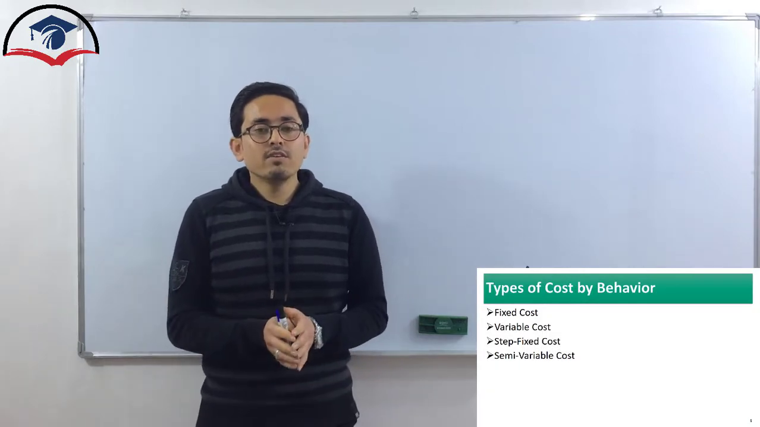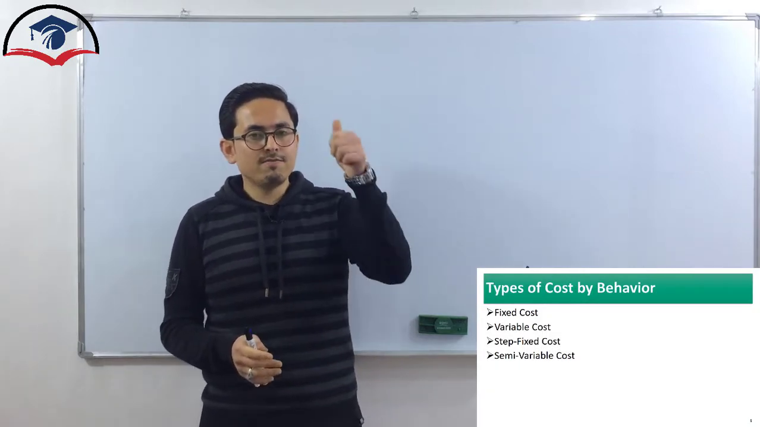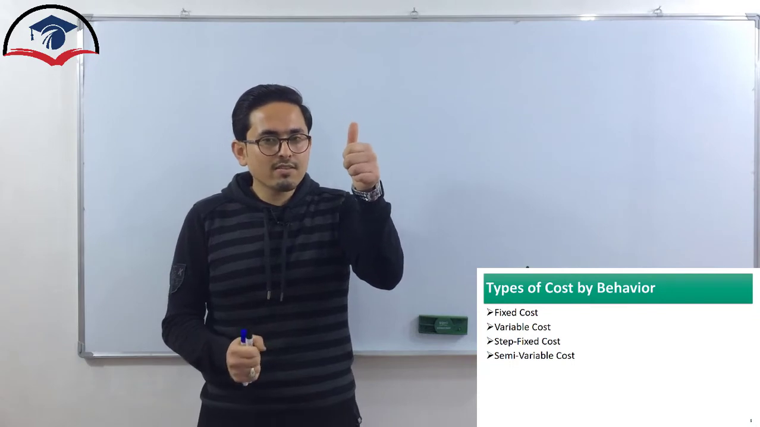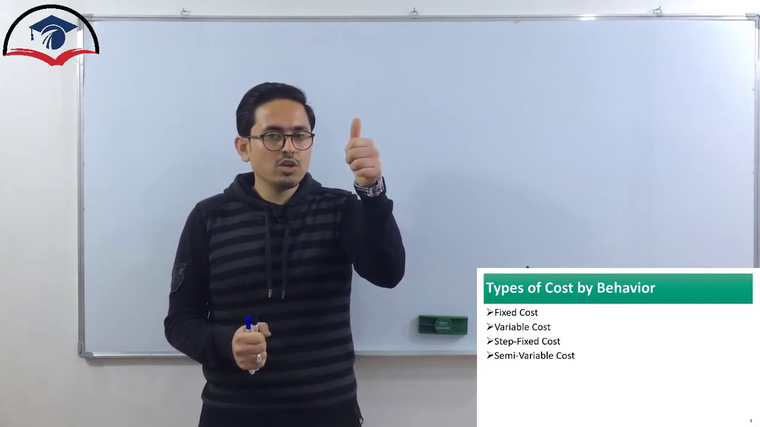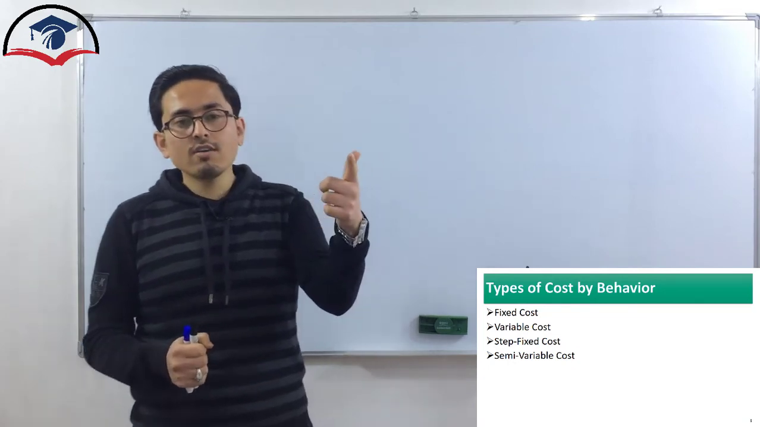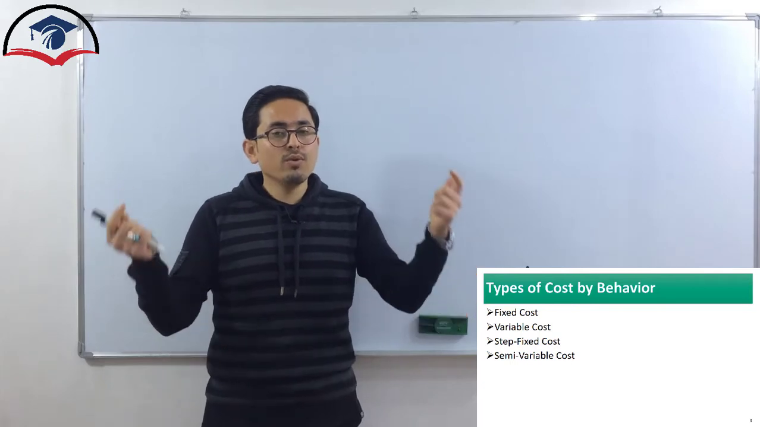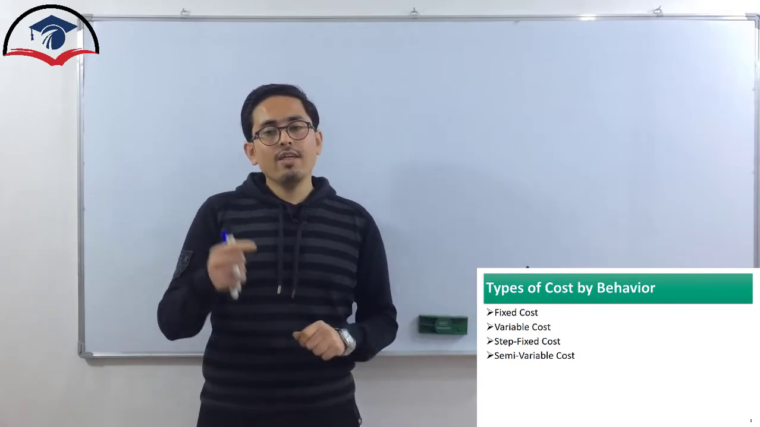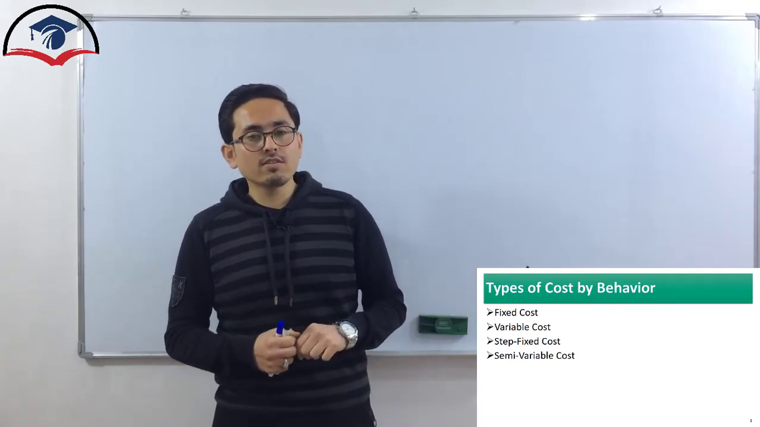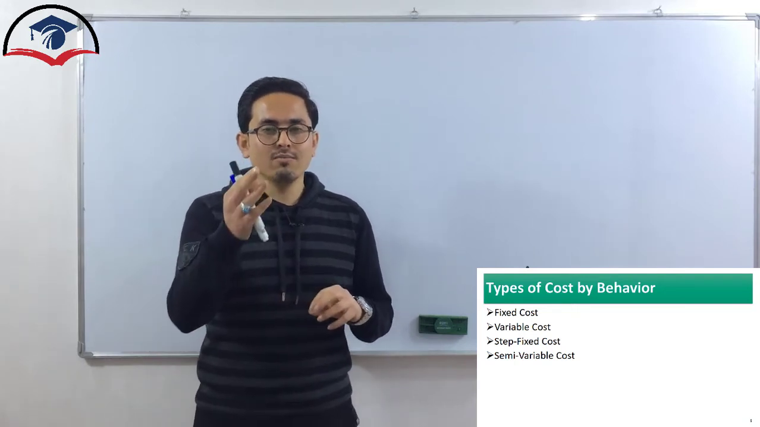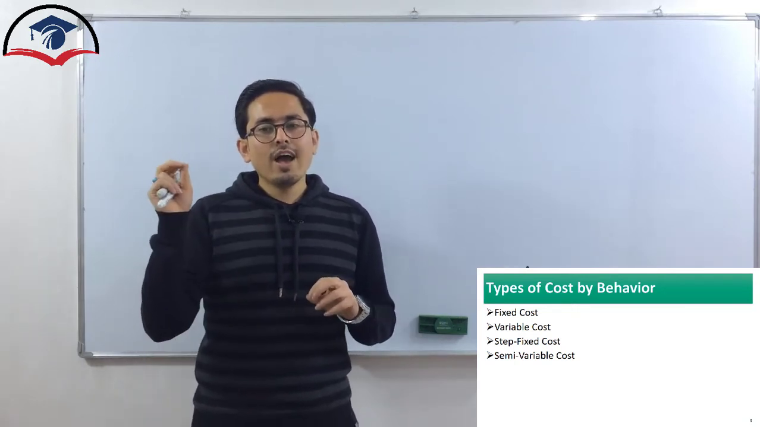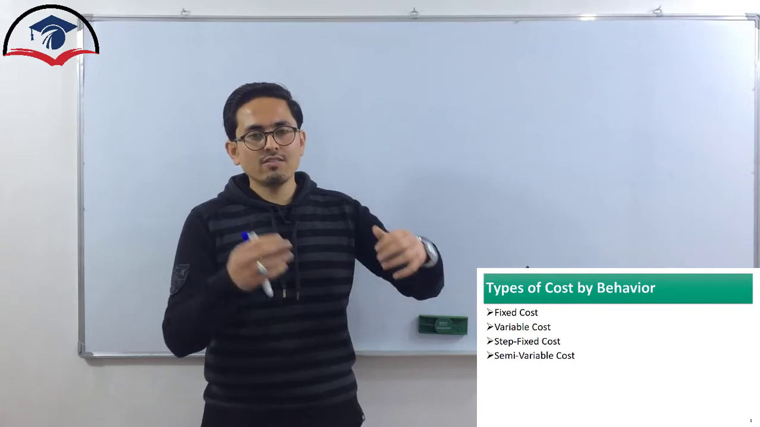There are four types of cost behavior. One of them is fixed costs, which are fixed whether the level of activity goes up or down. One of them is variable cost, which changes in direct proportion with the level of activity. And the third one is step fixed cost. I will come to that, I will not explain it here. And semi-variable cost, which is in this video.